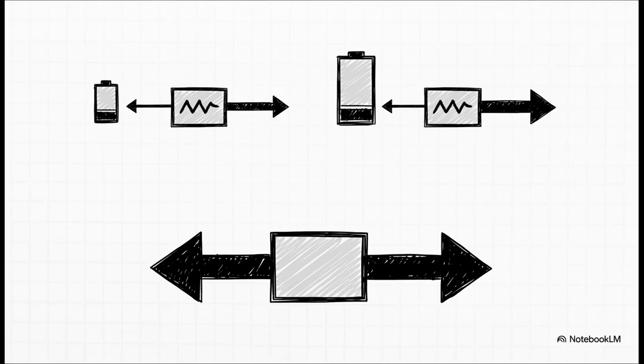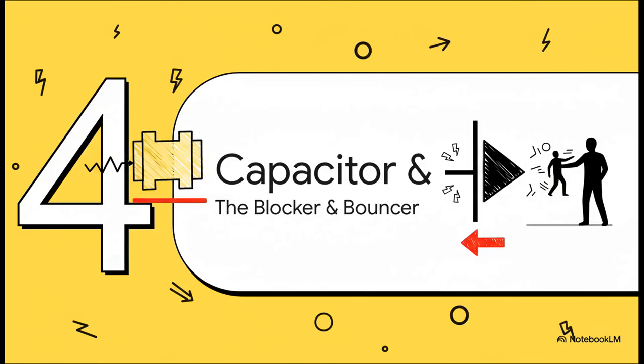So here's the key thing to remember about a resistor. The current you get is always directly proportional to the voltage you put in. And, this is important, it doesn't care which way the current is flowing. It's going to provide the same resistance in either direction. Simple, predictable, super useful. All right, time to meet our specialists, the capacitor and the diode.